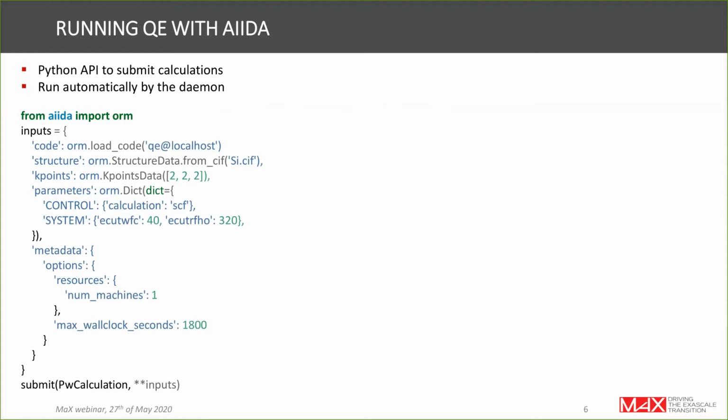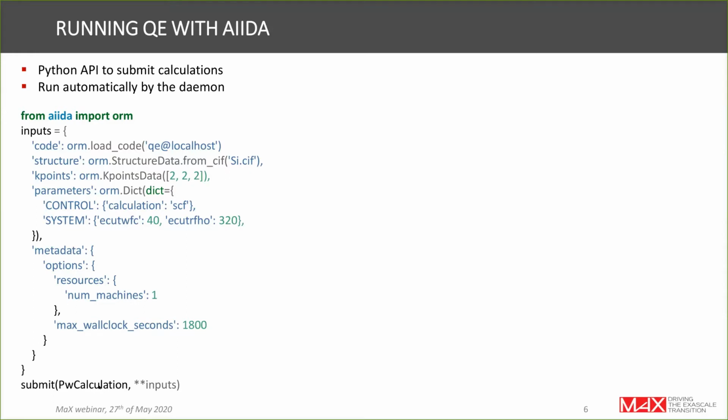We're here in a Max meeting, and one of the Max codes is Quantum Espresso. And to give you an idea of how you can run an HPC code through Quantum Espresso, here's a quick example. Essentially, all we have to do in AiiDA is define the inputs in Python. So this is Python syntax, and we define a dictionary with the required inputs. We define the code that we want to use, which is QE that I've installed on my local host machine. Some structure. There's various ways of constructing these. One way is to load from CIF, as I've done here, from a CIF file. We define the K-points, a 2x2x2 mesh, some parameters, just a simple SCF with some standard cutoffs, and I define some metadata options, for example, the number of machines that I want to use and the maximum wall clock seconds.